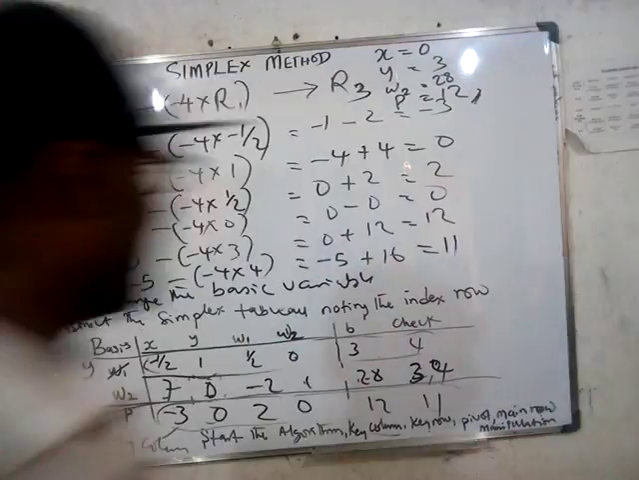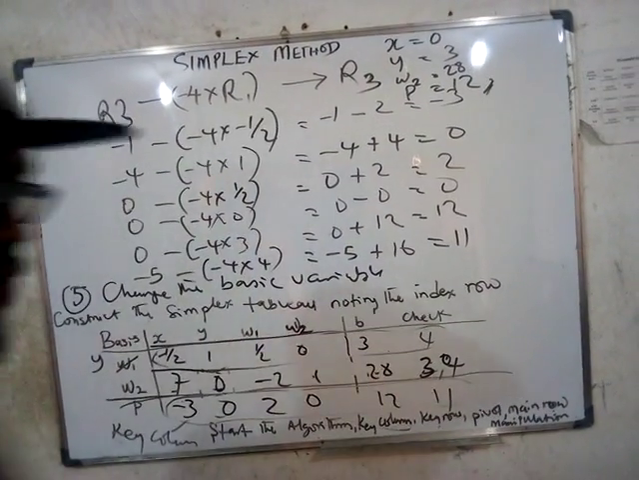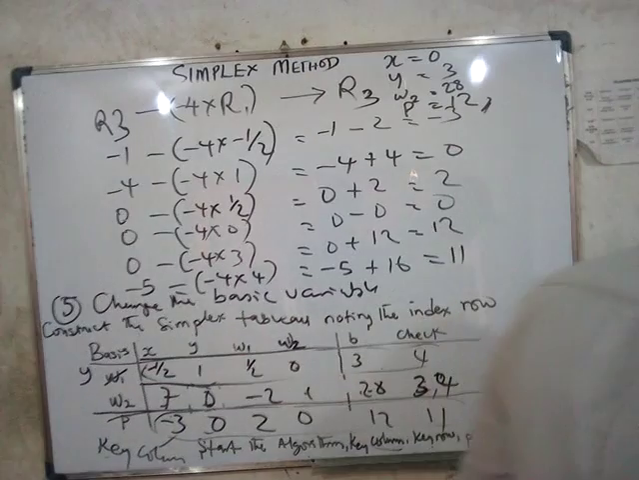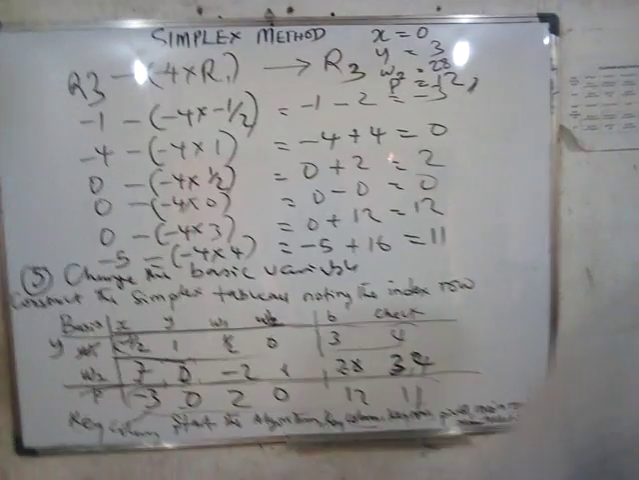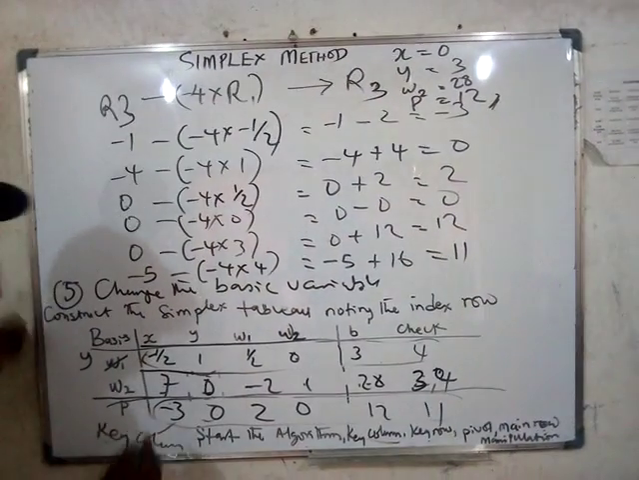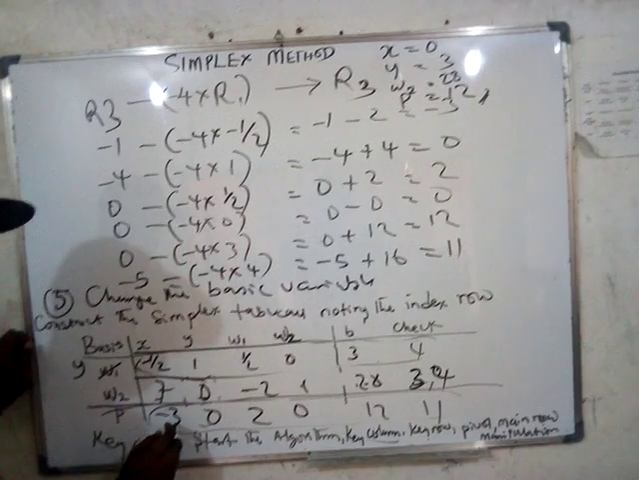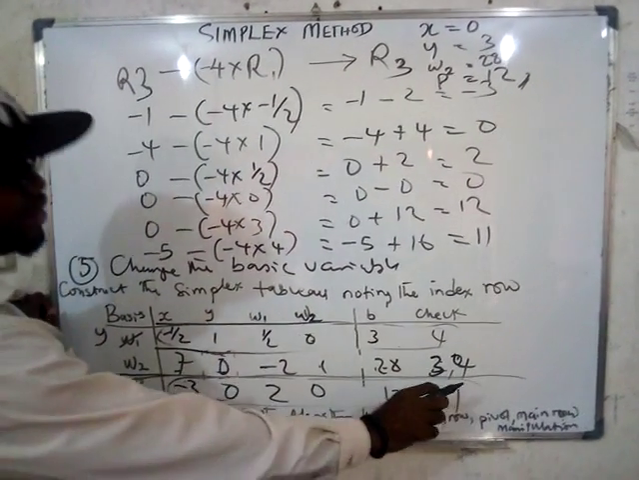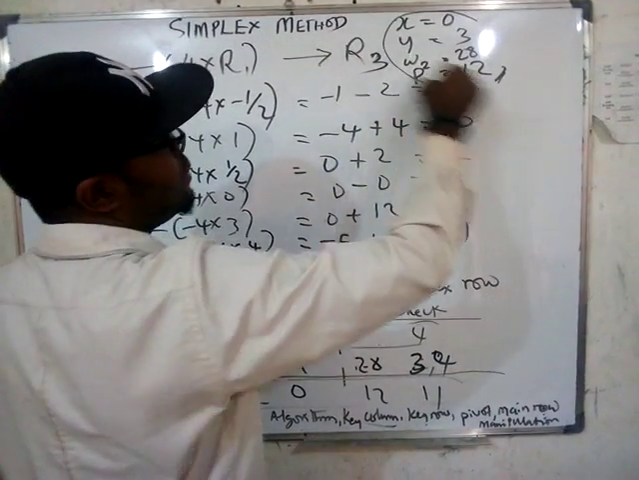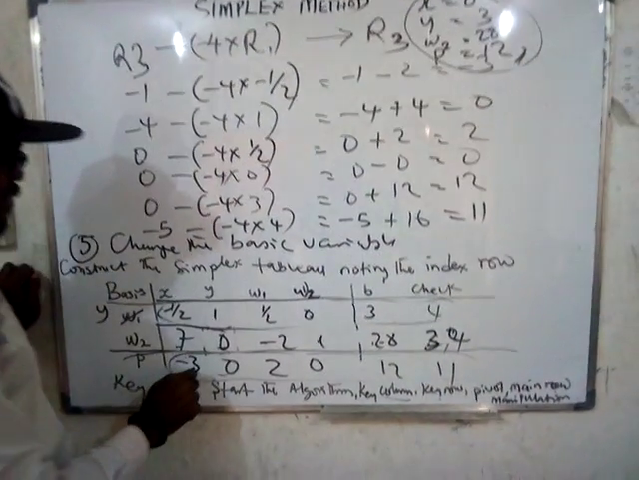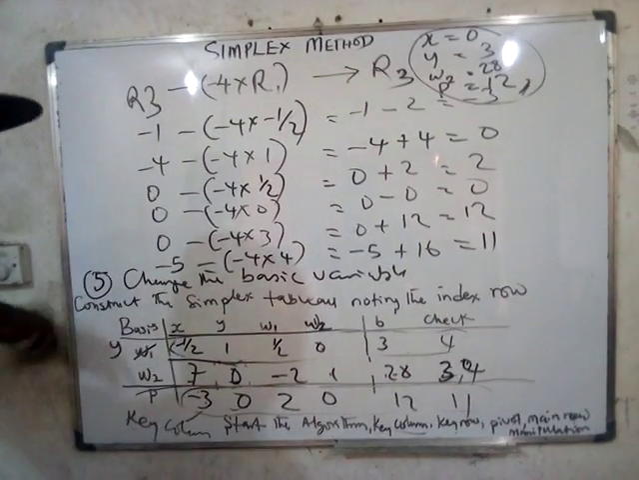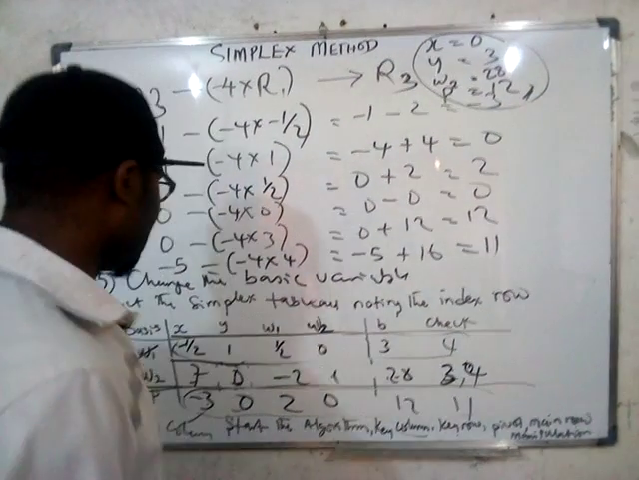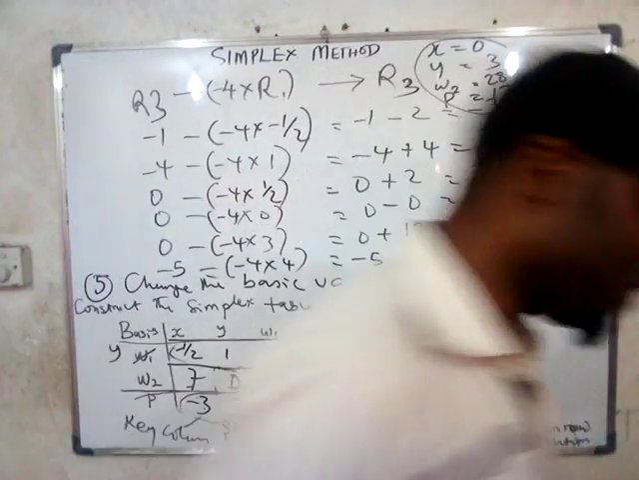But this is not our final solution. Why is it not our final solution? Once we have a negative value here, like here we have minus 3, and even everything here is positive, then we can say that this is the final solution. But once you have a negative value here, then we have to start the algorithm again from the beginning. We just repeat what we've done. That's the simple thing we do.